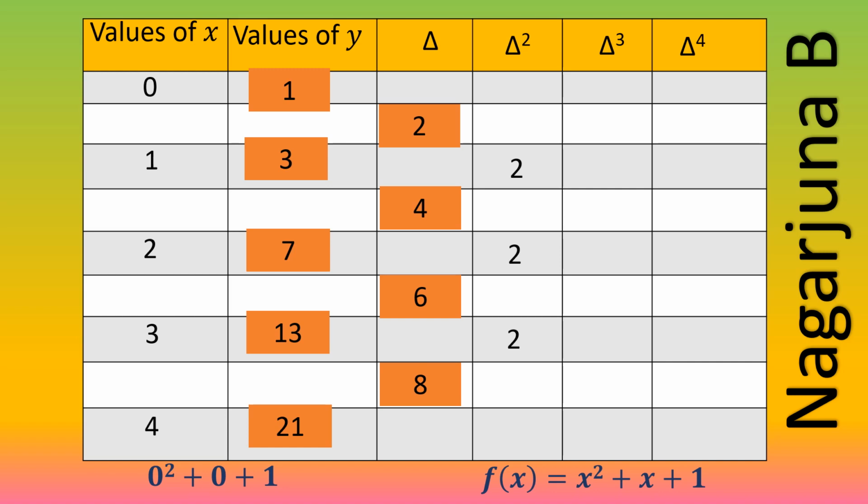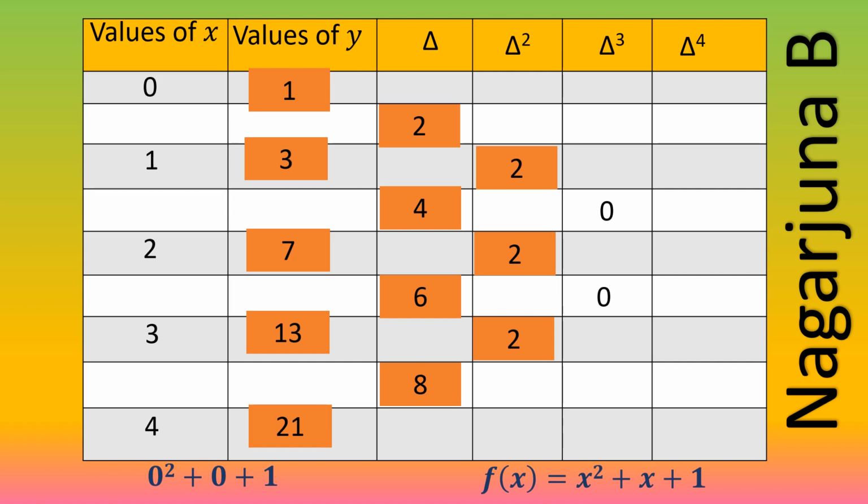The next, delta cube values. So delta cube values, that is the third difference, again from the top of the table we need to consider the delta square values. 2 minus 2 is equal to 0, and that you need to write in the delta cube column in between 2 and 2. The next one, delta cube of 1. So 2 minus 2 is equal to 0. So again observe where it has been written. It has been written in the middle of 2 and 2 in the column of delta cube.